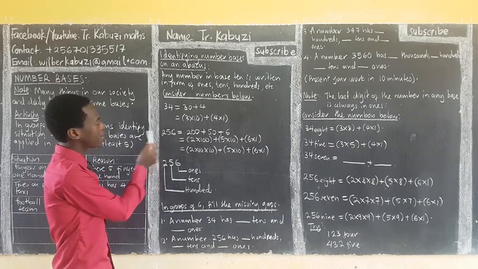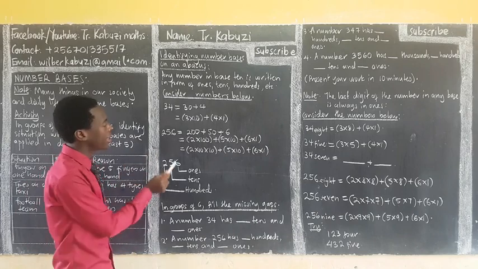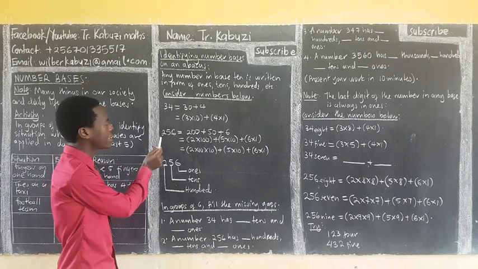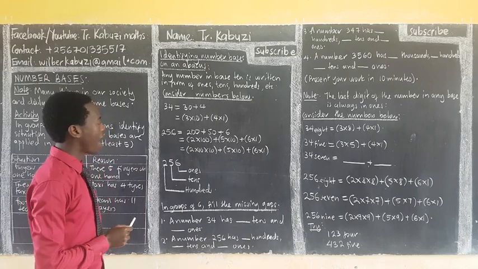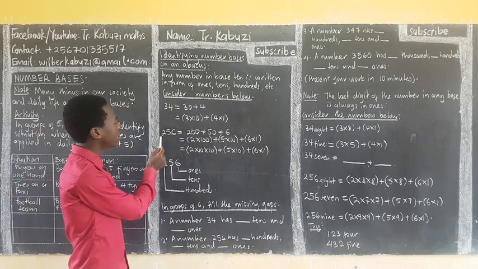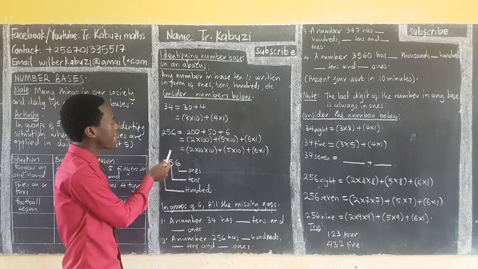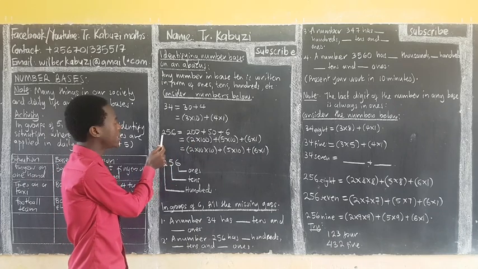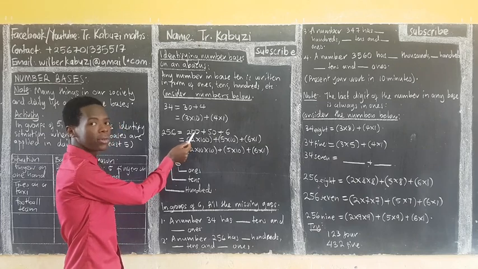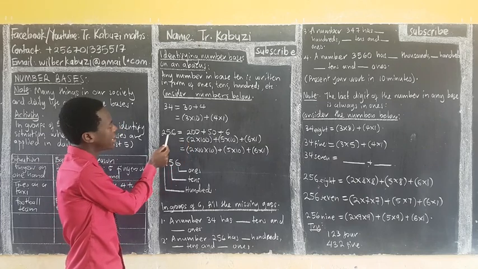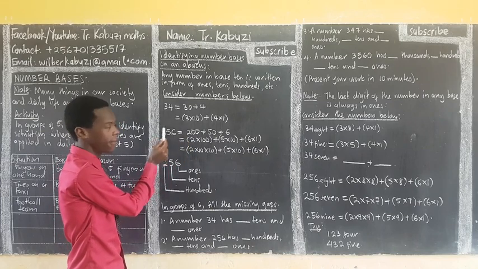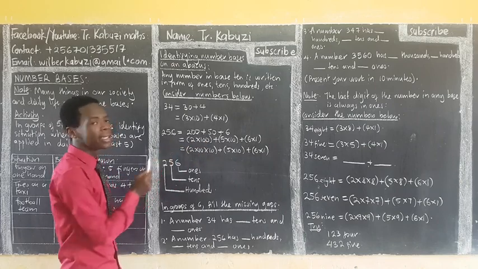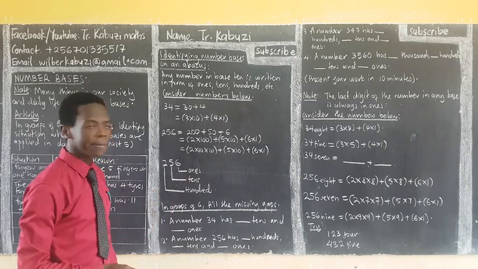You start with this one. You said in primary, this was ones, tens, this was in hundreds. Now it means that this is 200 plus 50, because this is in hundreds, that's why we have 2 zeros. Then this 5 is in tens, that's why we have 10. Then this 6 is in ones, that's why it's like that.